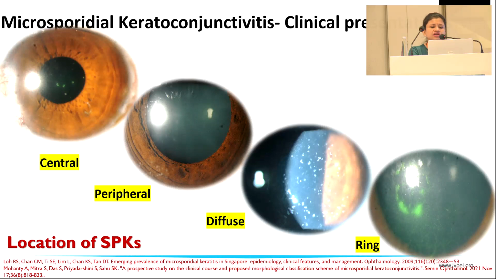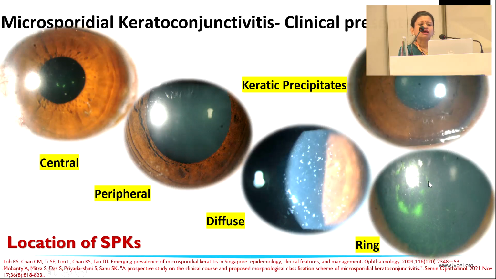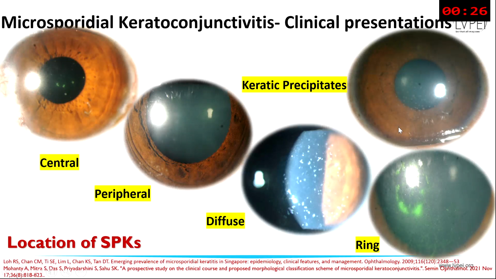Lee et al. have described, according to location, central, peripheral and diffuse SPKs. Our group has again described a ring-like SPK pattern. Keratic precipitates, typically non-pigmented, can be noted following the resolution of the SPKs, that is around 1 to 2 weeks after the appearance of the SPKs.